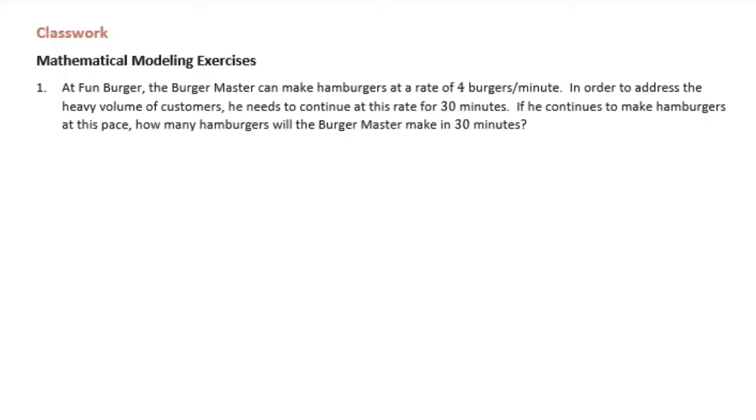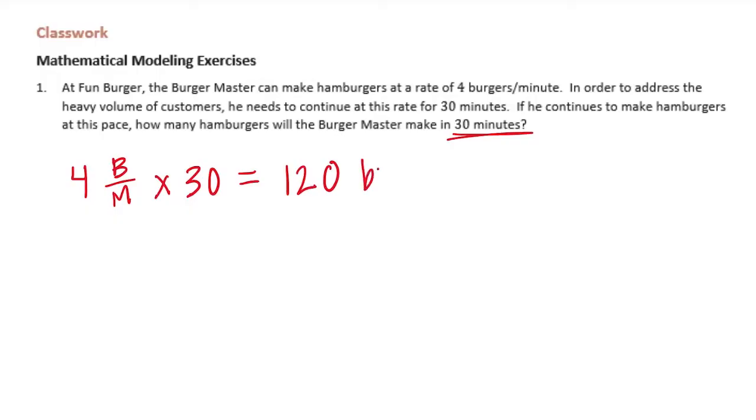So he can make 4 burgers per minute, and he needs to do that for 30 minutes. So times 30 minutes would be equal to 4 times 30. Well, 4 times 3 is 12. So 4 times 30 is 120. So he'd be able to make 120 burgers.